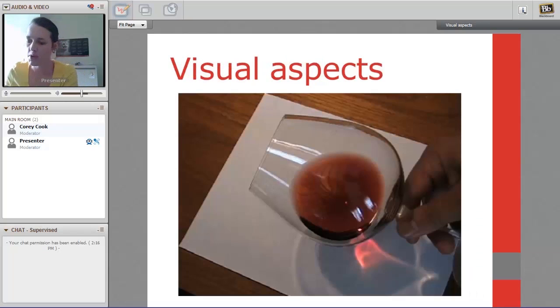So now we're going to talk about visual aspects. This is the first thing that we do when we're presented with a wine: we look at it. In the picture here, you can see that the person has turned it at a 45-degree angle and against a white background, which is what you want to do. You want to create a gradation of color because you do look at the color of the rim. The rim color does give you a lot of good information.